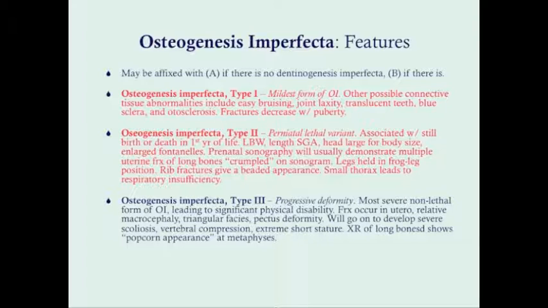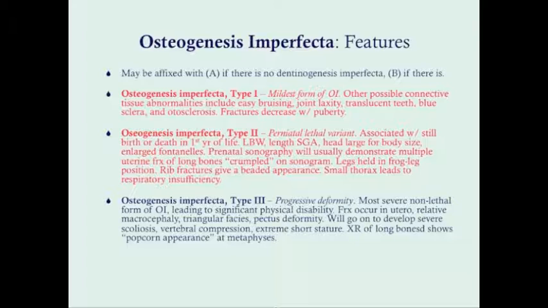And their head, because it develops relatively normal compared to the long bones, is going to appear large for body size. But there's really nothing so much wrong with that head. It's the long bones that are defective. And enlarged fontanelles can be noted as well. This can be picked up on by prenatal sonography. A level 2 sonography can usually demonstrate multiple uterine fractures of long bones, which will appear crumpled.